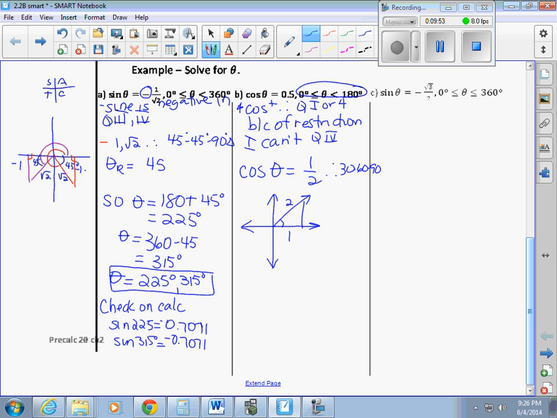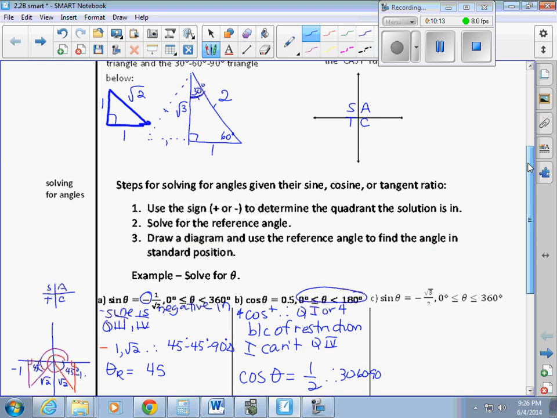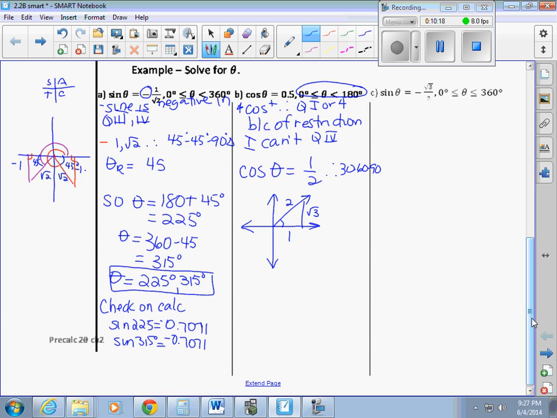If it's 1, 2, then that means this side here is square root 3. So which one has square root 3 as its opposite or has 1 as its adjacent? Go back up to the triangle here. Square root 3 is the opposite or 1 is the adjacent is the 60 degree. So theta is equal to 60 degrees. And you can check that on the calculator. So that's your solution.